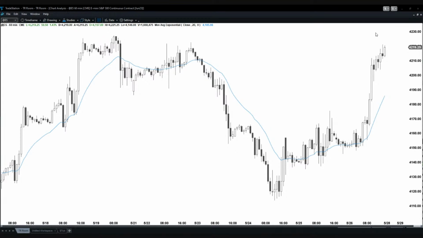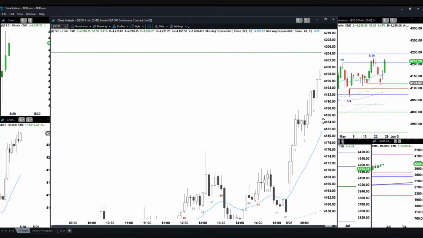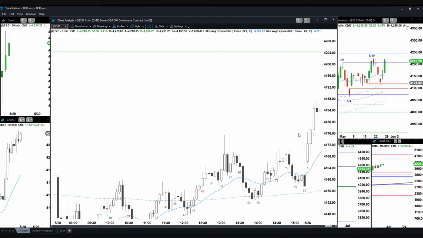For me, the first thing I'm looking at is the open. That's really the number one thing I care about, these bars right here. What's the open going to be? Is the open going to be a doji? Is the open going to be consecutive bull trend bars like this?